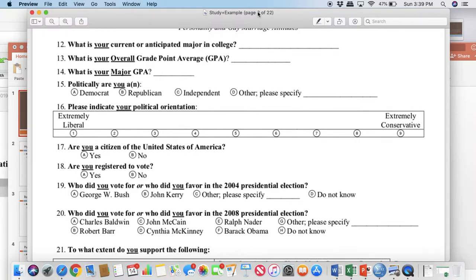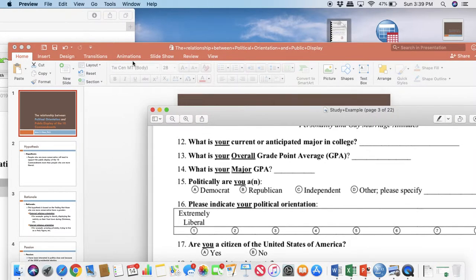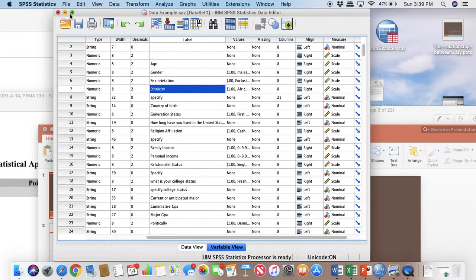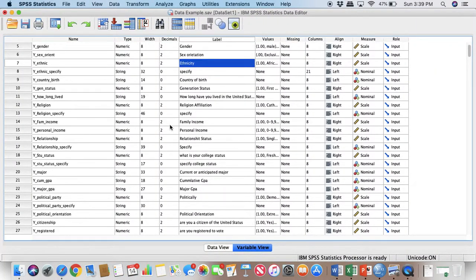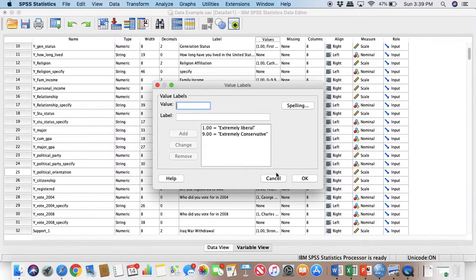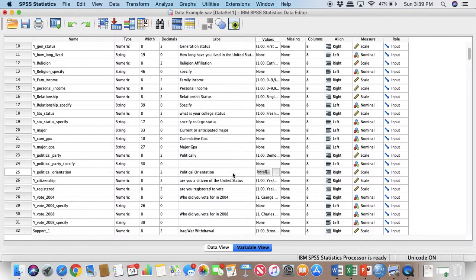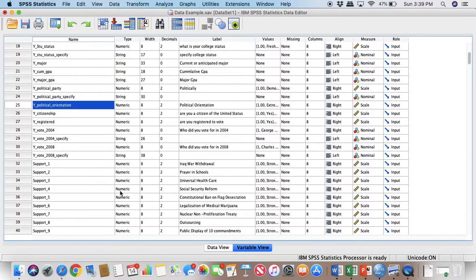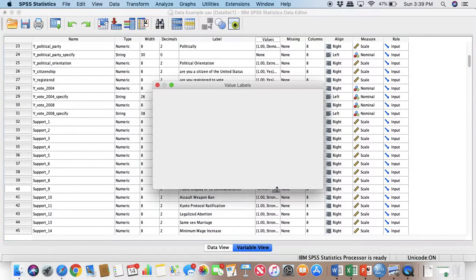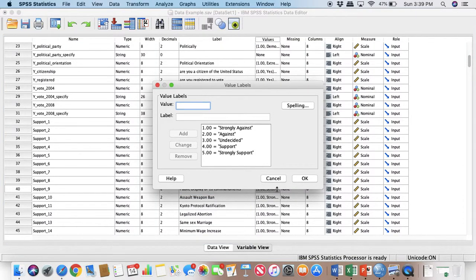Then I went to SPSS and said, okay, let's find these variables. Here you go, political orientation. And here we're looking at the values. Exactly, it maps on, right? 1 is extremely liberal, 9 is extremely conservative. So I have Y, political orientation. And then support 9 is the public display of the Ten Commandments, where 1 is strongly against and 5 strongly support.